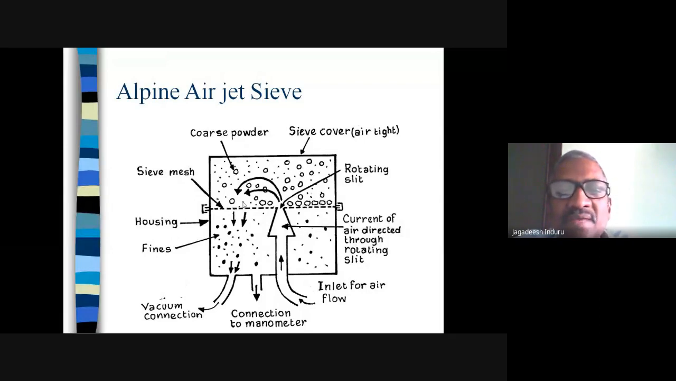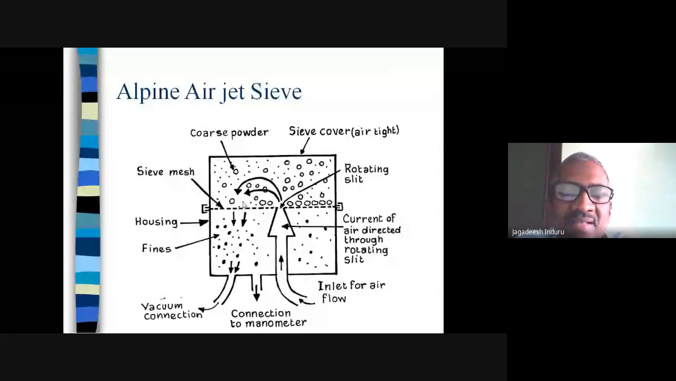We need to use sieve analysis only for the determination of particle size. But here, if you see, you have got an inlet air supply and a vacuum supply at the bottom. The vacuum connection will remove the fine powder, and the inlet air connection makes the powder at the top float. So these two arrangements will make the powder separate easily, because this Alpine air jet is used for very fine powders which we are not able to separate in sieve analysis. We need to use this only.